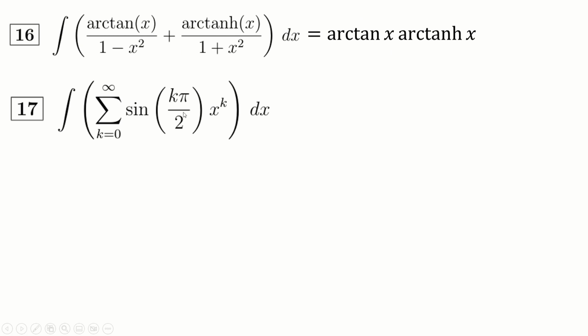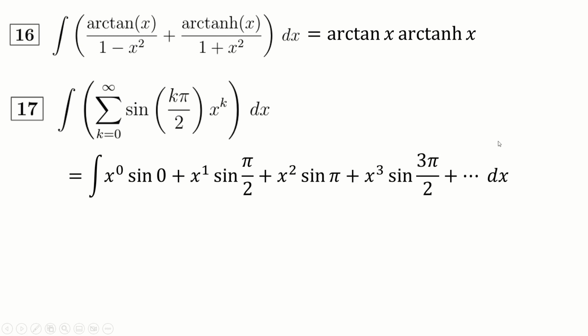For 17 and 18, we need to evaluate some sums. So, okay, let's just put in k is 0, k is 1, k is 2, and so on. You get this. This term is just 0. This is just x to the 1, because that's 1. This is 0, so this goes away.